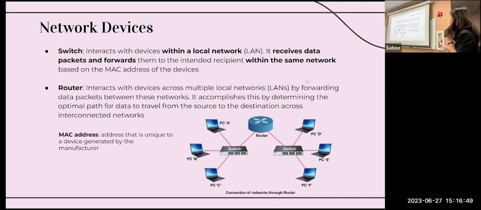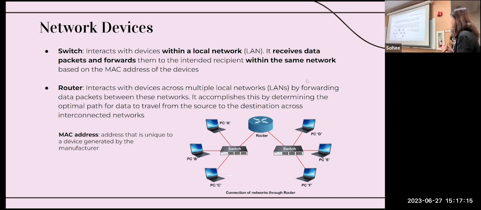And then what a router does is kind of like above a switch. Think of that as a hierarchy. A router is the layer above a switch, and it does all the interaction between local area networks. Like I said, a switch does interaction within a local area network, but a router does it between local area networks. So it forwards data packets between these networks, and it accomplishes this by determining the optimal path for data.